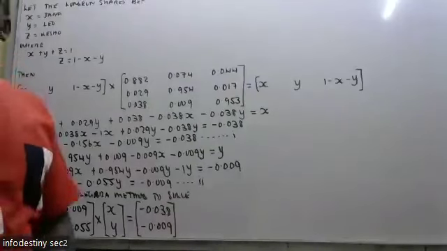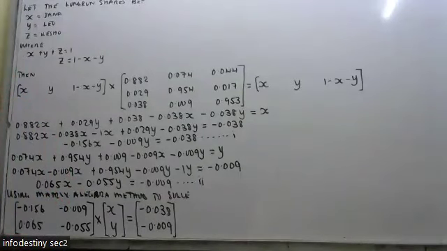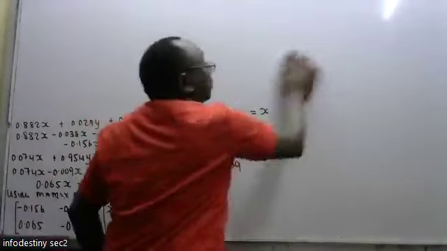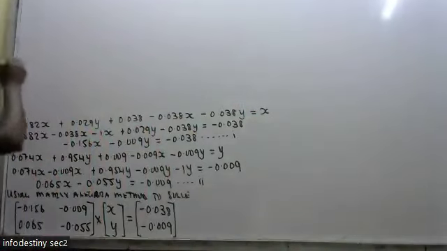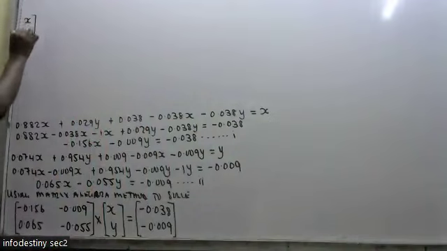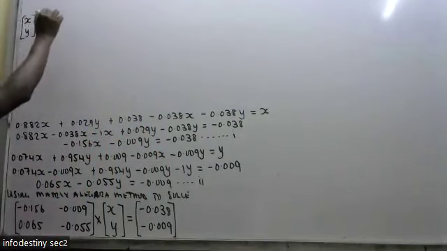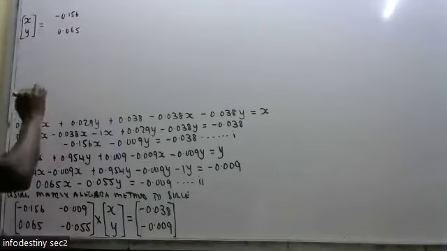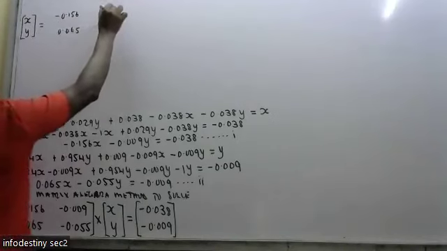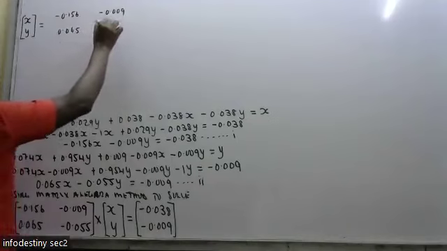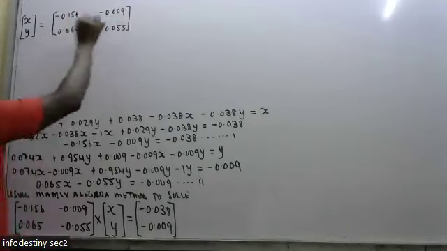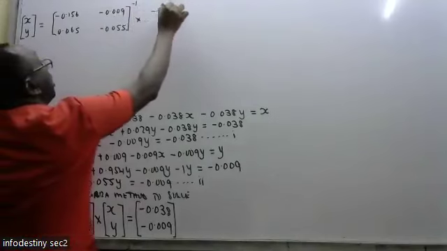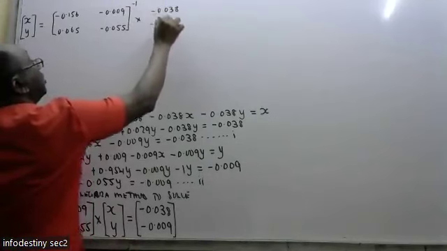What are the answers? So this becomes x, y is equal to the inverse of minus 0.156, minus 0.009, 0.065, minus 0.055, the inverse comes in to multiply minus 0.038, minus 0.009.